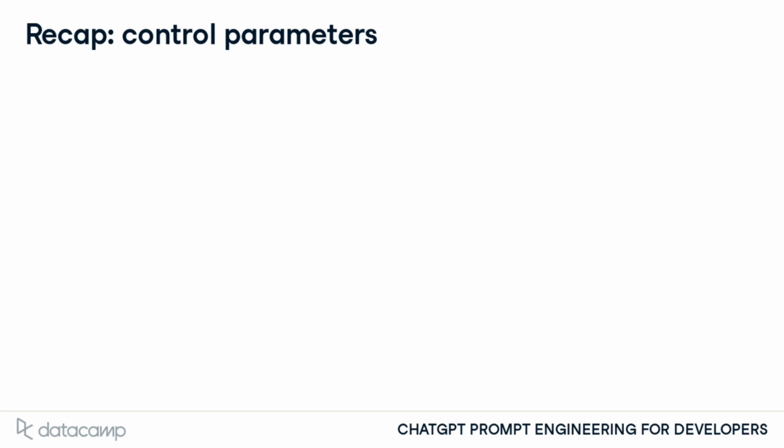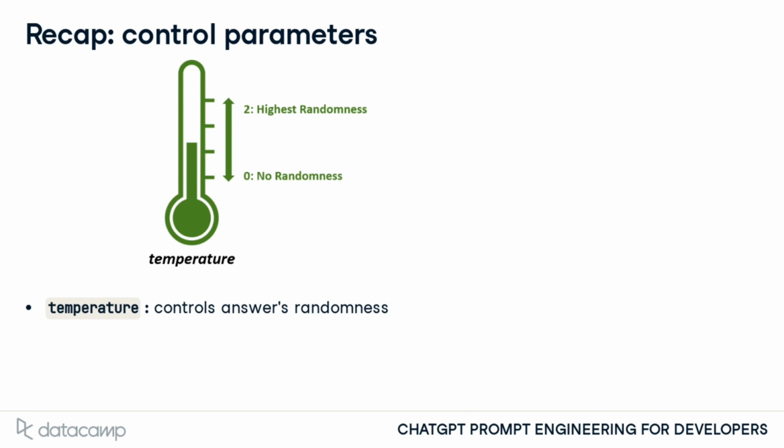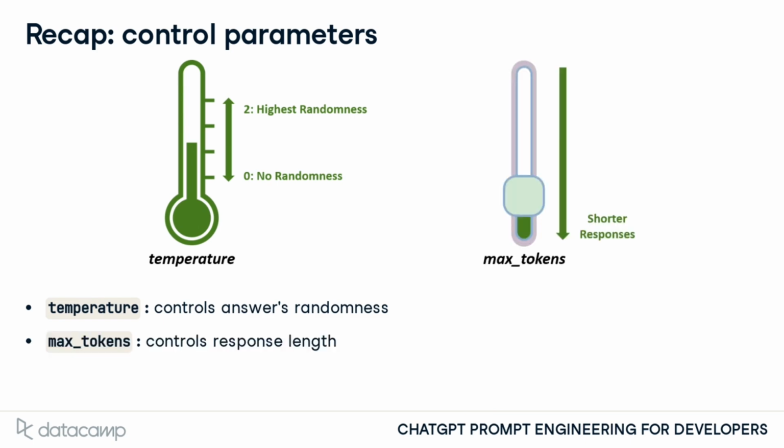Recall that the API has helpful control parameters. One of these is temperature, a value between 0 and 2 that controls the randomness of the answer. 2 makes the answer highly random and 0 makes it deterministic. Another parameter is max tokens, which controls the desired response length.